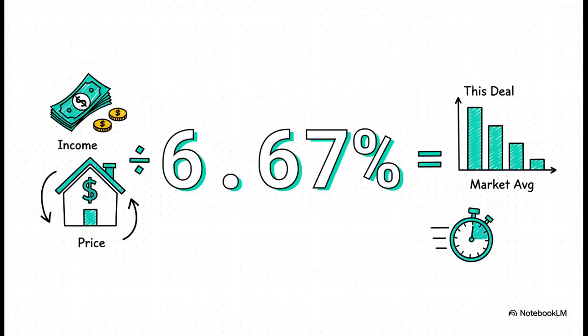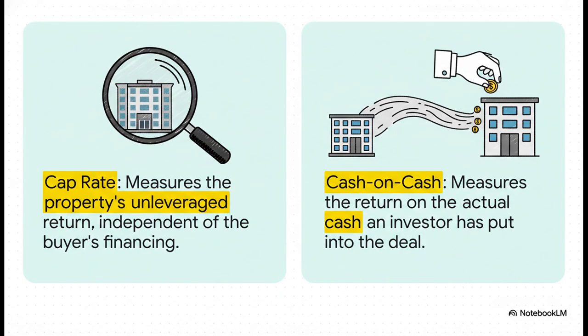You take that $200,000 in NOI, divide it by the $3 million asking price, and what do you get? A cap rate of 6.67%. And just like that, boom. Instantly, the investment team could look at that number, compare it to the market averages we just talked about, and decide if this deal was priced right. It's really that fast.